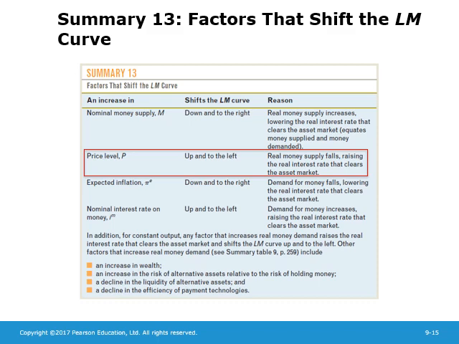So when the price level increases, the real money supply falls, because the real money supply is M over P. When P increases, remember P is in the denominator, so the real money supply falls, and this will raise the real interest rate that clears the asset market. That's why the LM curve will shift up and to the left. So when there is an increase in P, the LM curve shifts up and to the left. Remember this, because we will need it frequently.